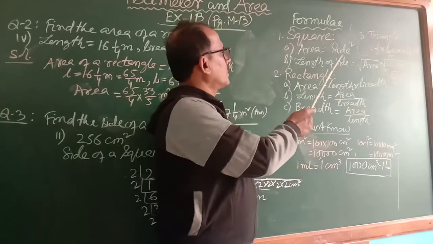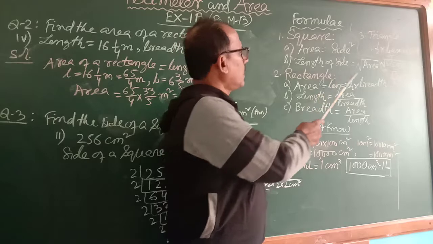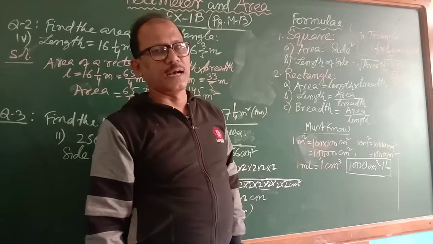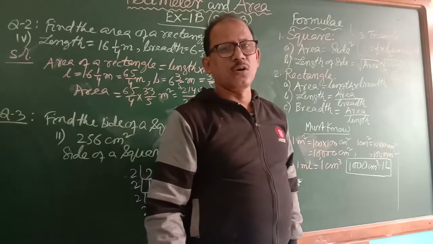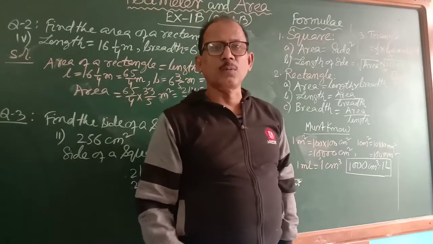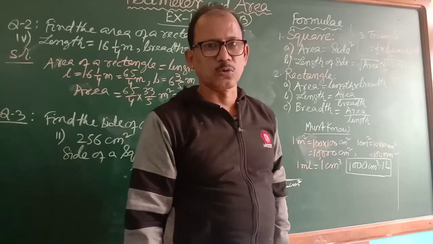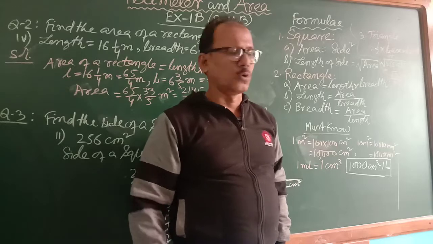Now, if you want to conversely find out the length of a side, then what will it be? Root over of area. That means if the area is, suppose, 16 centimeter square, then the length of a side will be root over of 16, that is equal to 4 centimeter. You understand? How will you find out the root? I will give you a task, however you should know it.